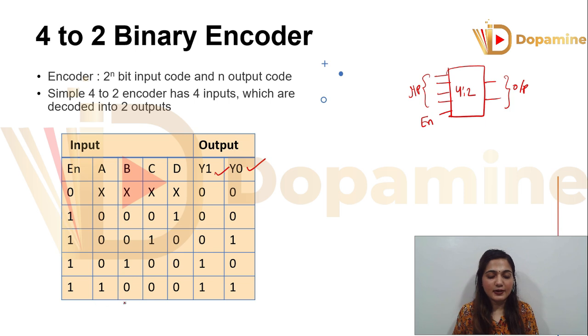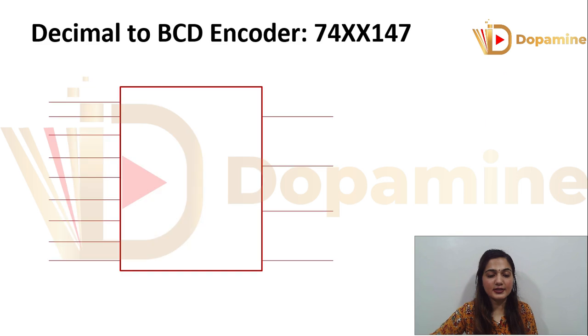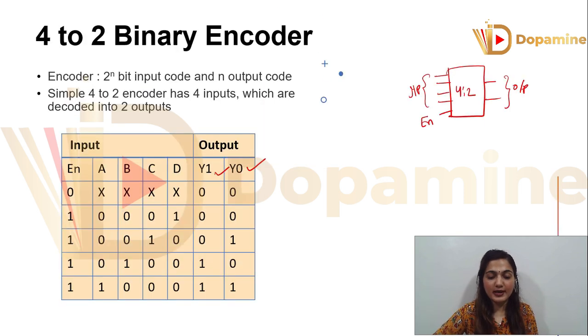If a, b, c, d are 1 0 0 0, we are going to get the output as 1 1. So this is basically the truth table of the 2 to 4 encoder. So you can make the line encoder also with the help of this, right? So you can use this as a line encoder. Simply you have to connect the output pin with the input pins.